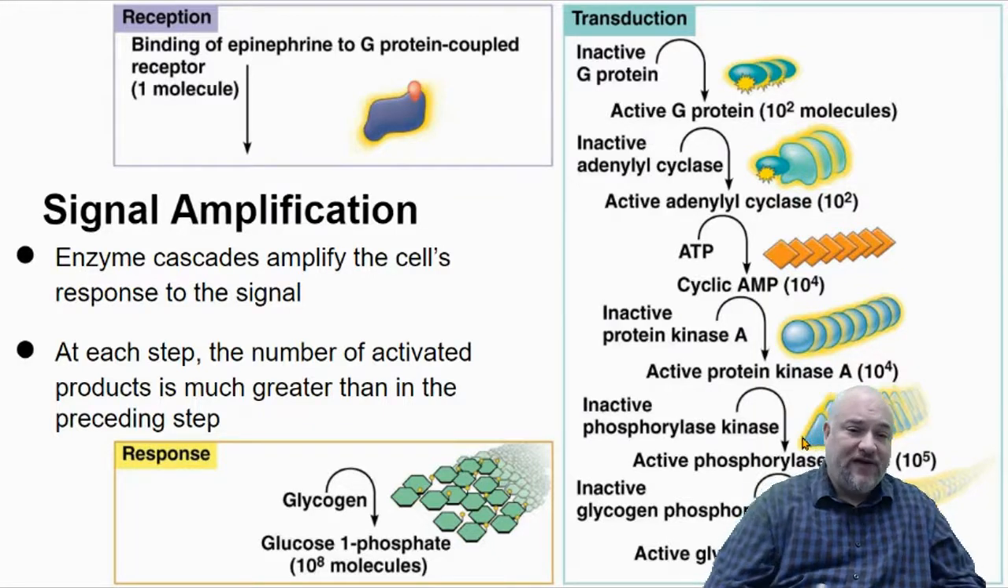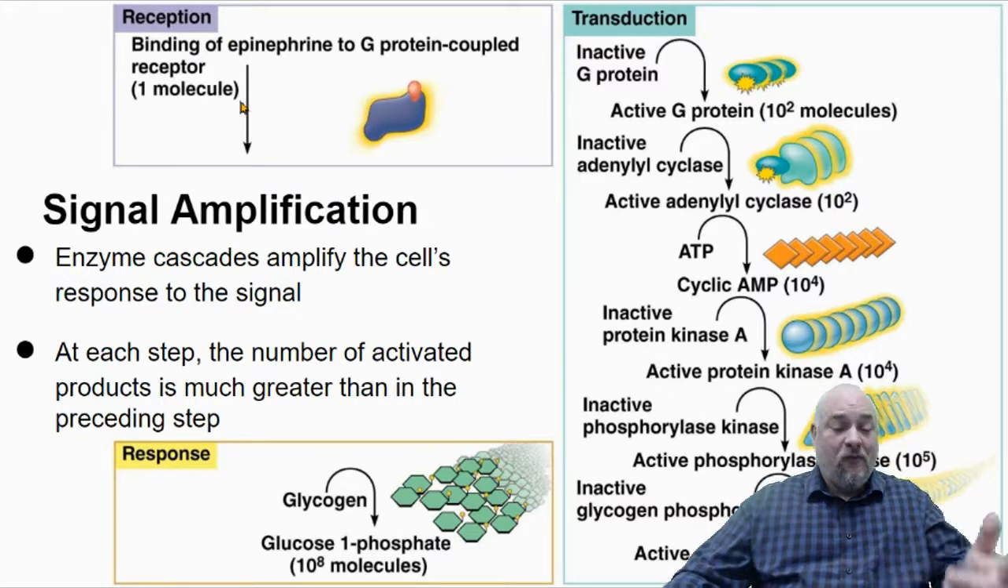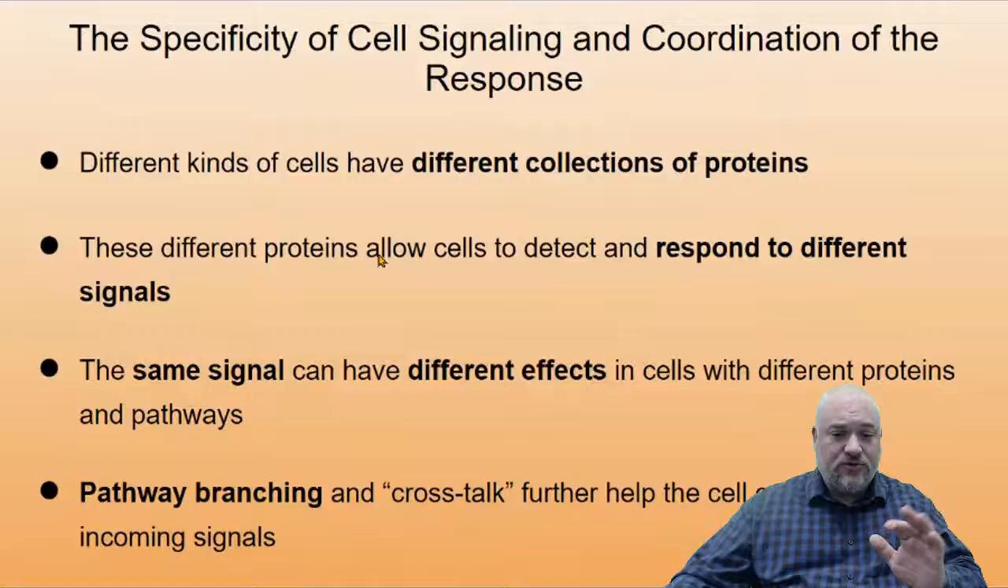So first off, amplification. Enzyme cascades amplify the cell's response to a signal. At each step, the number of activated products is much greater than in the preceding step. So we have one ligand molecule at reception. And as you see, as we go through this transduction pathway, at each step, we vastly increase the amount of product until we get to the end and we've got glucose-1-phosphate in the amount of 10 to the 8th molecules from one. It's nuts. So amplification is huge.